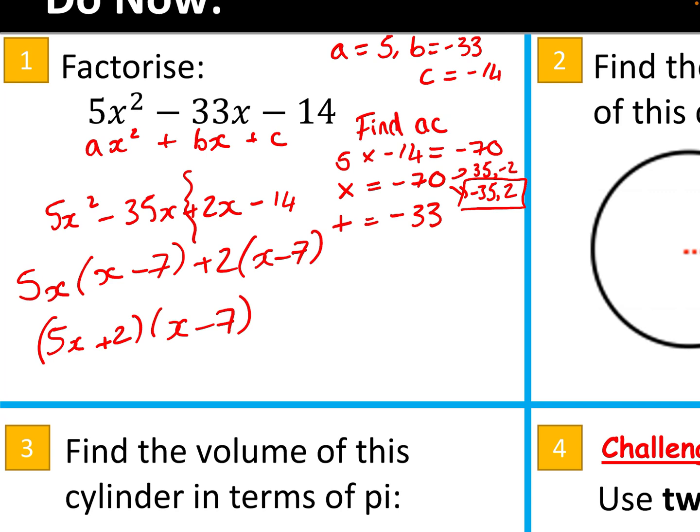If you're unclear on that, I recommend that you go back to the last lesson and have a look at those questions there and a few more examples on this method.